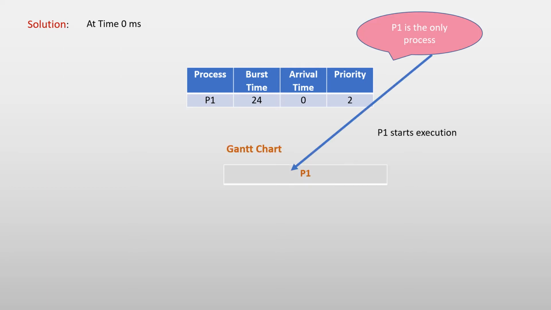So P1 starts its execution and it goes on up to 24 milliseconds. Why? Because the CPU burst of P1 is 24 and this is a non-preemptive algorithm. Once the CPU is allocated to a process, the CPU will not be taken back from that process unless that process leaves the system. So here the entire 24 milliseconds, process P1 gets the CPU attention and it finishes.